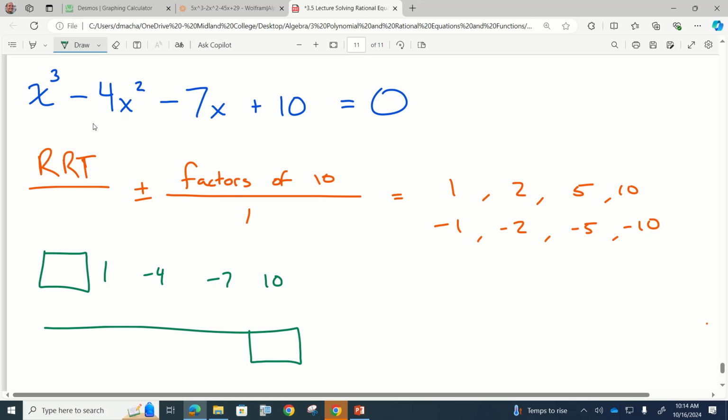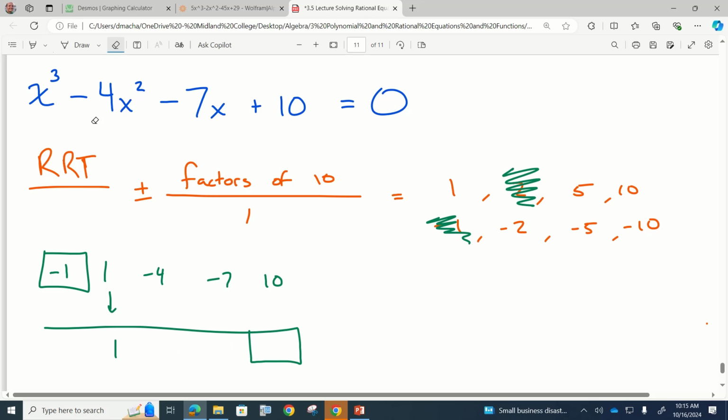What should I try first? 2. Okay. Bring down the 1. 1 times 2 is 2, plus negative 4 is negative 2, times 2 is negative 4, plus negative 7 is negative 11, times 2 is negative 22, and that's not 0, so I can scratch that one off. What do I try next? Negative 1. So I bring down the 1 times negative 1 plus negative 4 times negative 1 plus negative 7 times negative 1 plus 10 is not 0. So not negative 1.